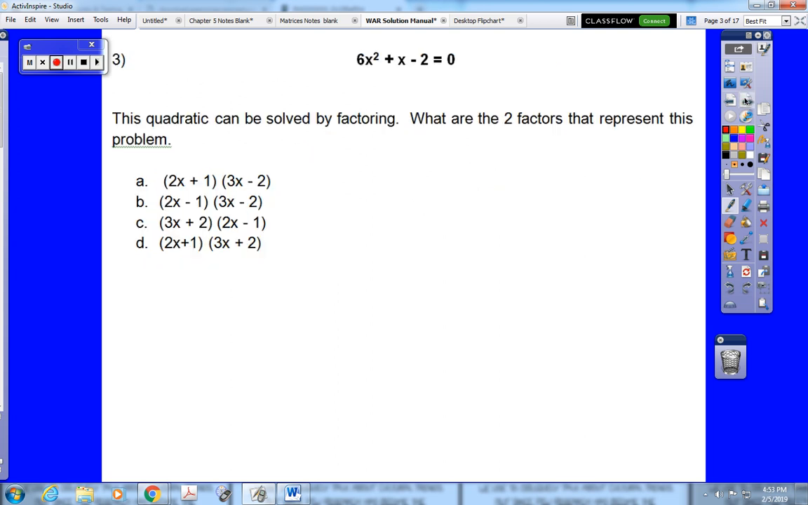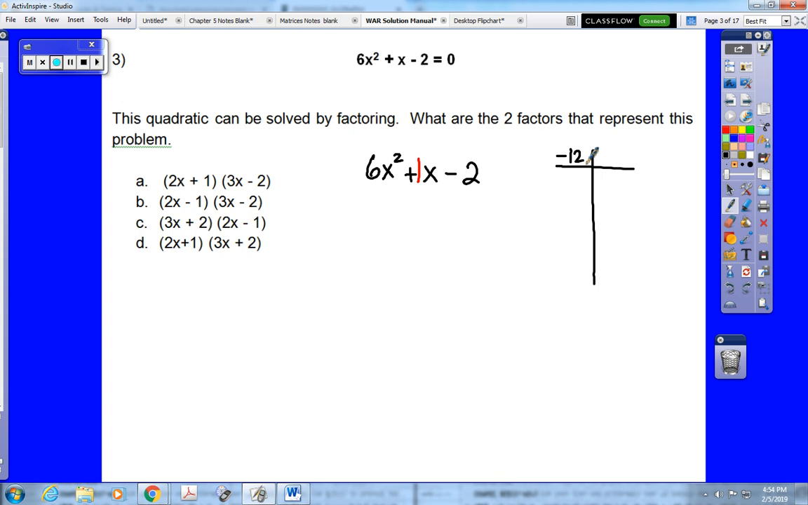Number 3 on that worksheet is asking you to factor this trinomial in order to get the 2 factors of the left side. So this is a little bit tricky because this is a trinomial where your a value is not equal to 1. Your a value is 6, your b value is 1, and your c value is negative 2. Remember that what you're supposed to do when you factor is look for factors of a times c, which would be negative 12. That's a times c.